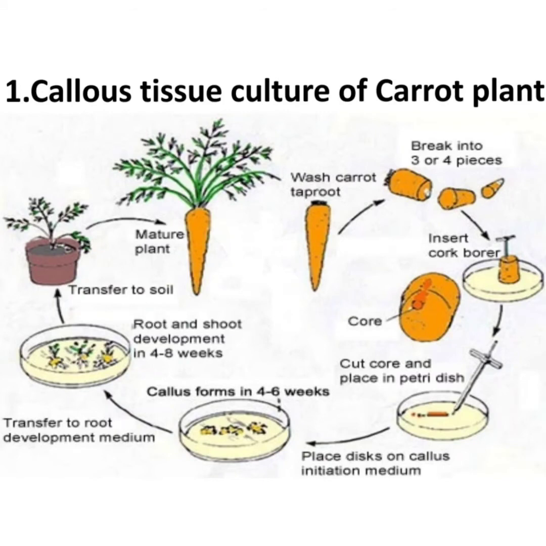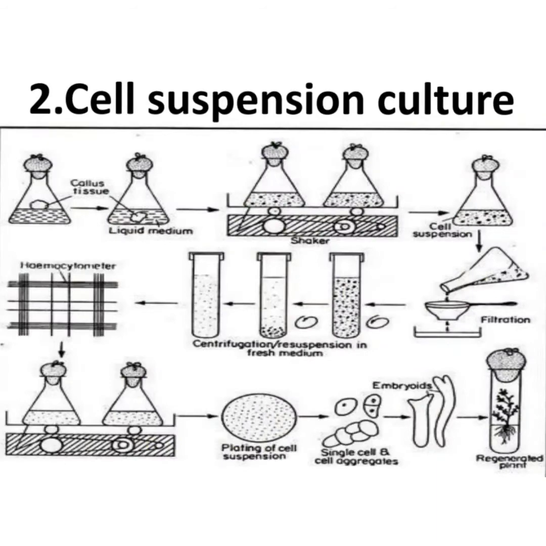Transfer to the root development medium. Root and shoot development occurs in 4 to 6 weeks. And this is transferred to the soil, and this develops into new plants. And these new plants will have development of tap roots, which contain the carrot vegetable. Now, what is the cell suspension culture?